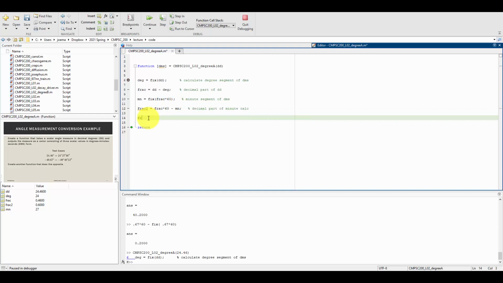The last step I still need to do is, let me stop the debugging here. I want to take frac2 and multiply that by 60, because remember, frac2 is how many partial minutes I had. Since a second is 1/60th of a minute, this will calculate how many seconds I have. So sec equals frac2 times 60.